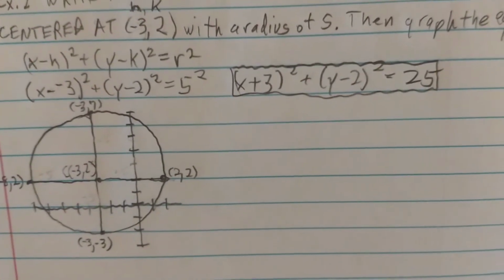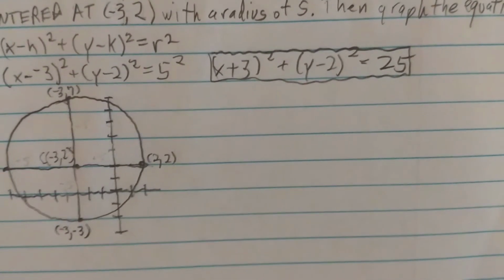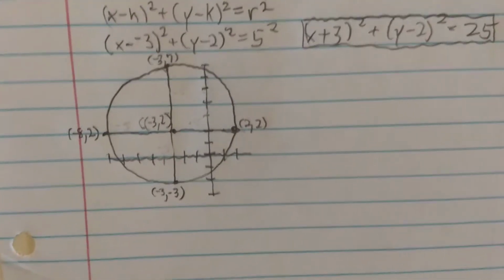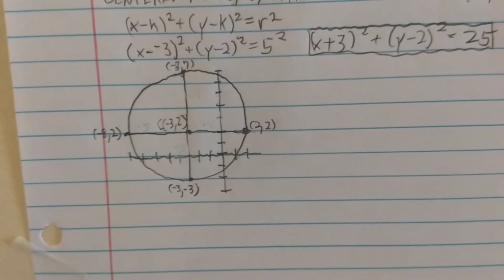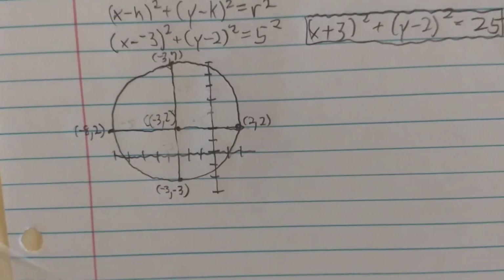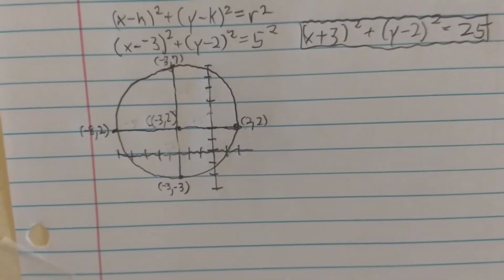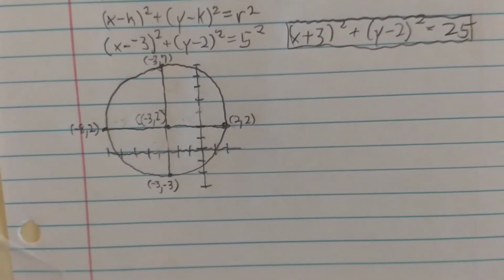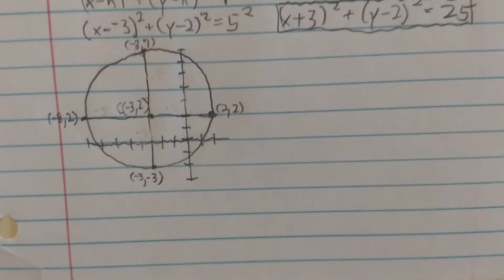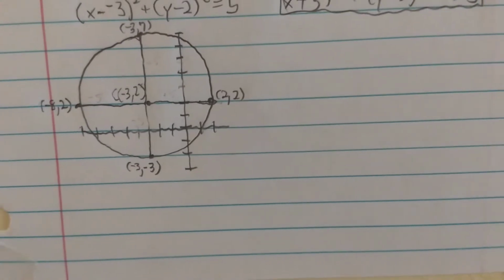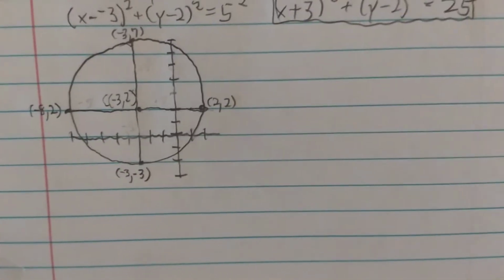Okay, so looking at (x plus 3) squared plus (y minus 2) squared equals r squared, or 5 squared, 25, then this is what we do. We take our center at (negative 3, 2), and then we just go 5, the radius, to the right, which comes out to (2, 2). We go straight up 5 to (negative 3, 7). We go straight left 5 to (negative 8, 2). And we go straight down 5 to (negative 3, negative 3), and then just draw the best circle you can between those points.